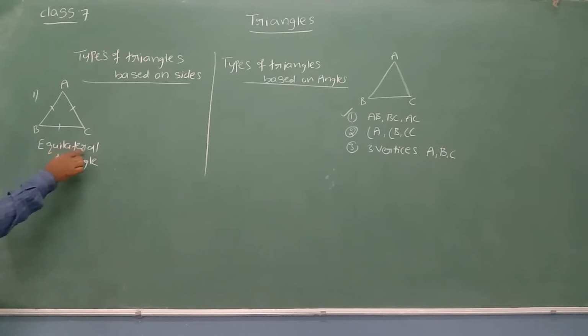Equi means same, lateral means sides, same sides. Length of all three sides are same. Let me take suppose AB 4, AC 4, BC 4 like that. This single arrow mark tells that all three sides are equal length.